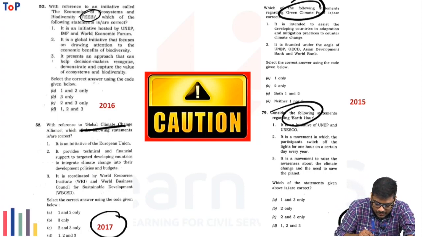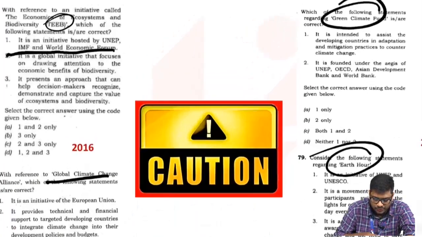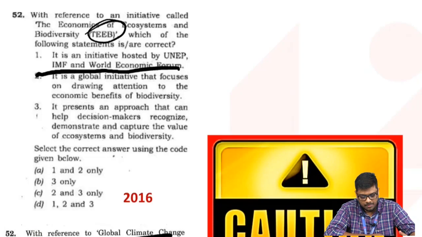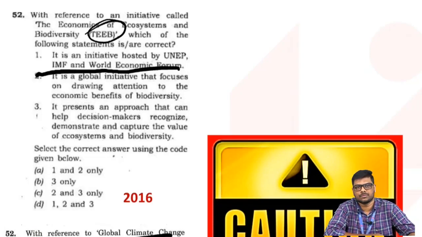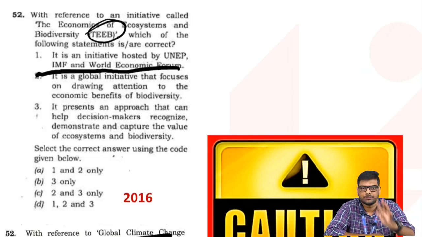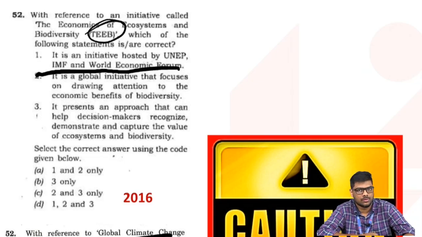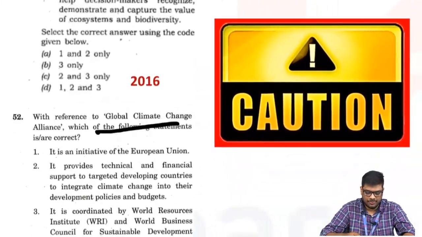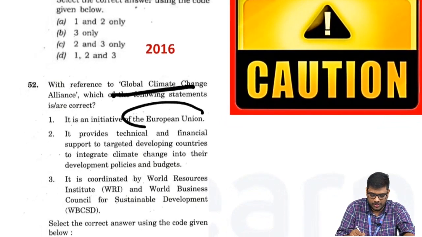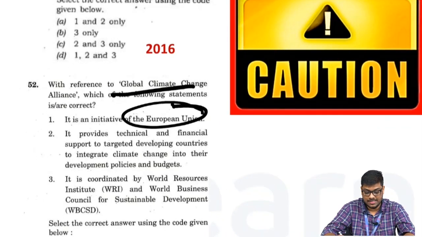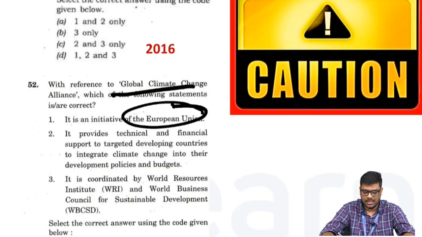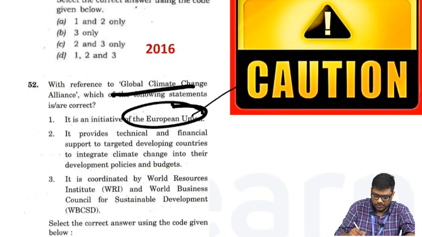See this statement. Let me zoom it for you. It was an initiative hosted by UNEP, IMF and World Economic Forum. That was wrong. Okay, and nobody is associated with TEEB. And regarding the Global Climate Change Alliance, sorry, not Green Climate Fund, Global Climate Change Alliance, it was an initiative of the European Union. Let it be there. Go for the last one.